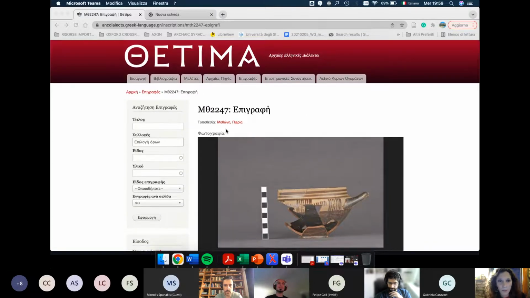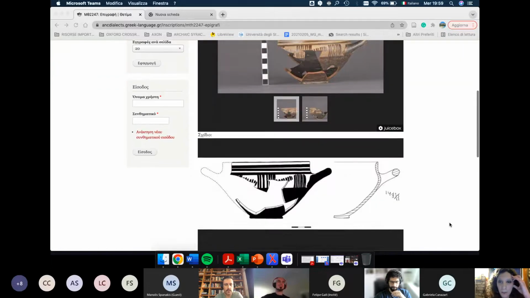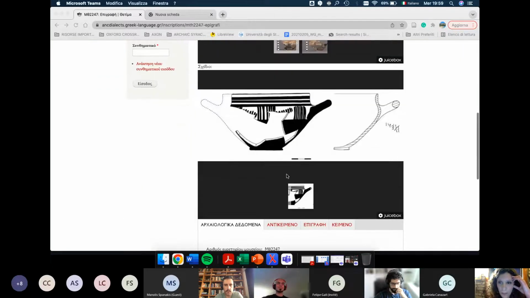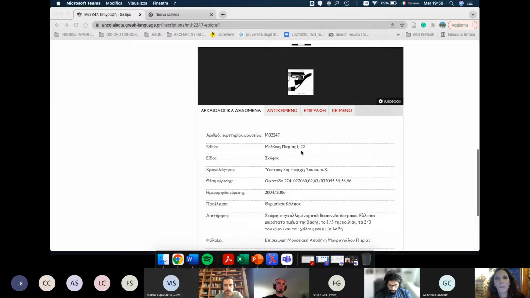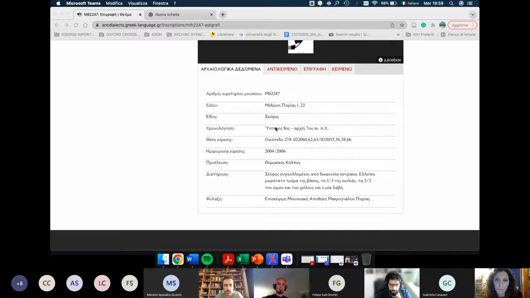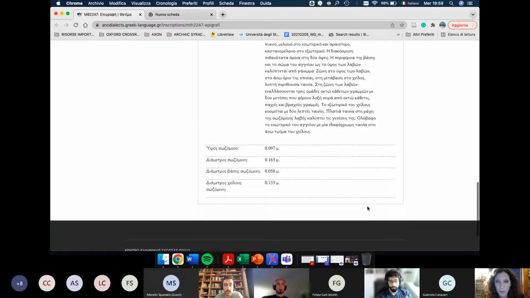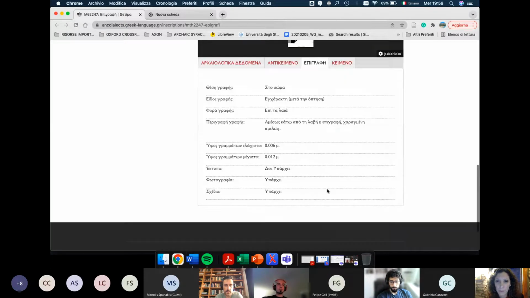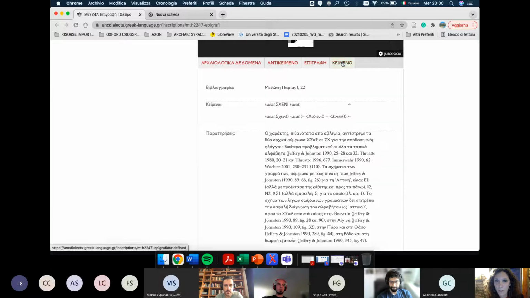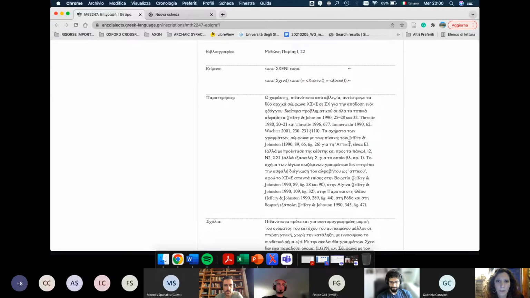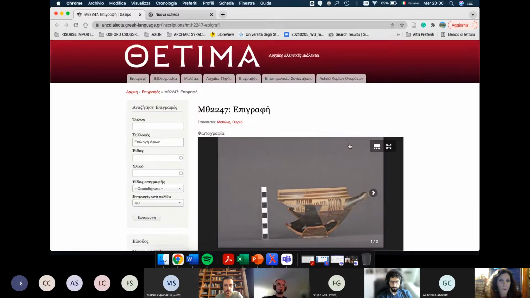Okay. And so you just have everything. You have the very good photographs, and you have the drawing here, and also a very, very good entry with all the information about the piece, and all the provenance and so on, measurements, and then the inscriptions and the edition commentary, and it's very, very rich and very well made. So, yes, excellent.